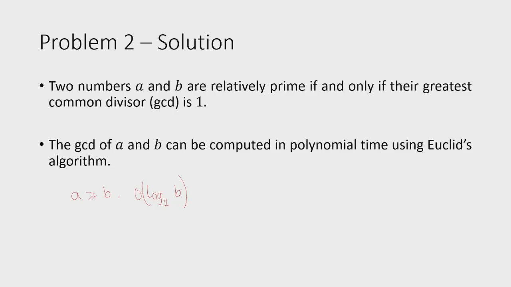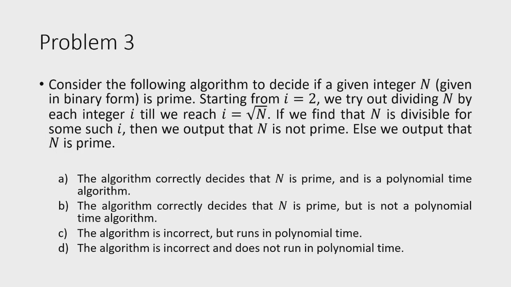So if I wanted to give you A and B, I would require 2 log B bits, right? So the algorithm runs in time polynomial not in A and B, but in the bit complexities, so in the input size. So it's completely polynomial time. Okay, so let's move on to the next problem.